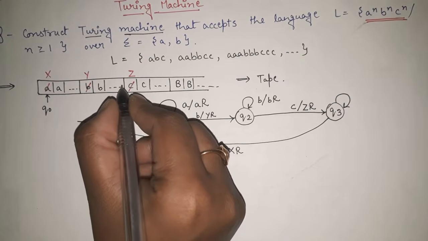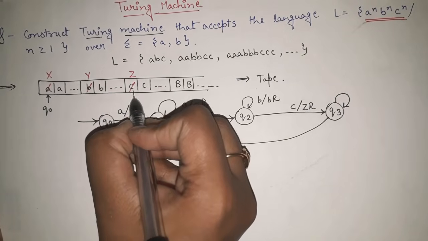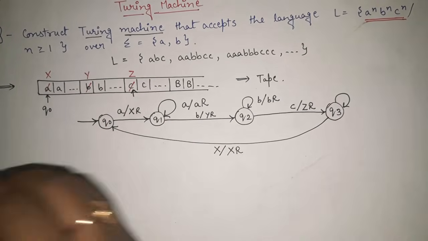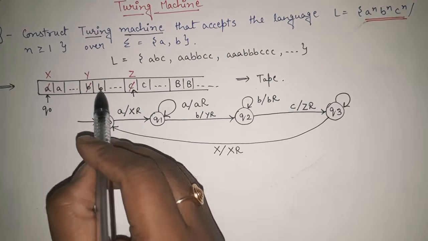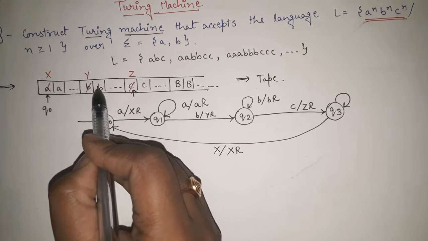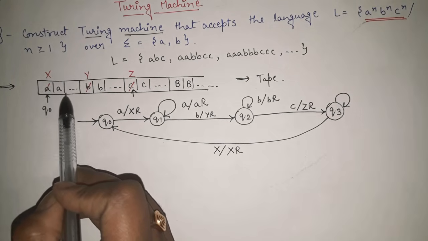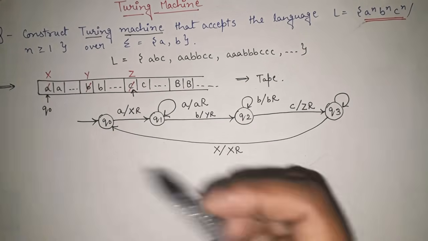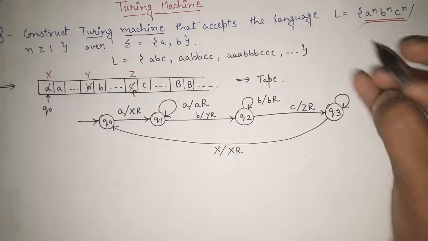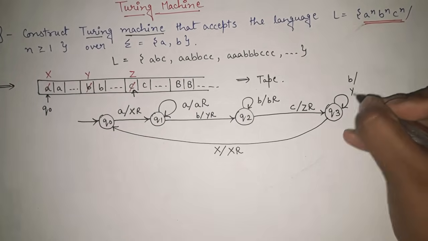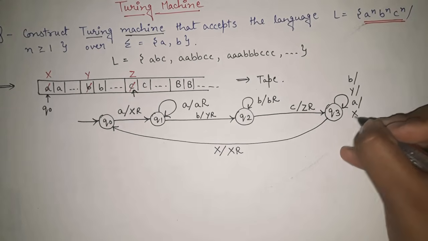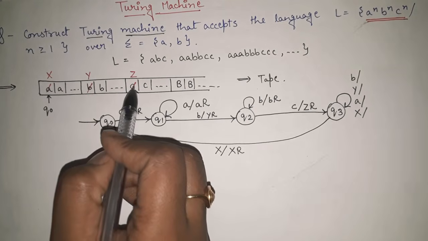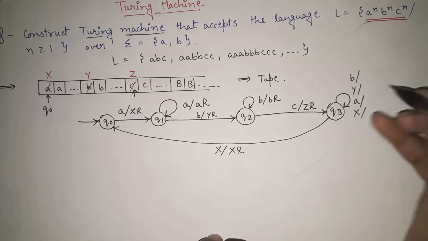Now whenever I am going left after encountering this first C, what are the possibilities of getting at the left side? At the left side, I can get this B as it is, I can get this Y, I can get this A as it is, or I can get this X. So we will have 4 possibilities after going left from C. Which are the 4 possibilities? B, Y, A, X, because all these 4 possibilities are there on the left side of this C.